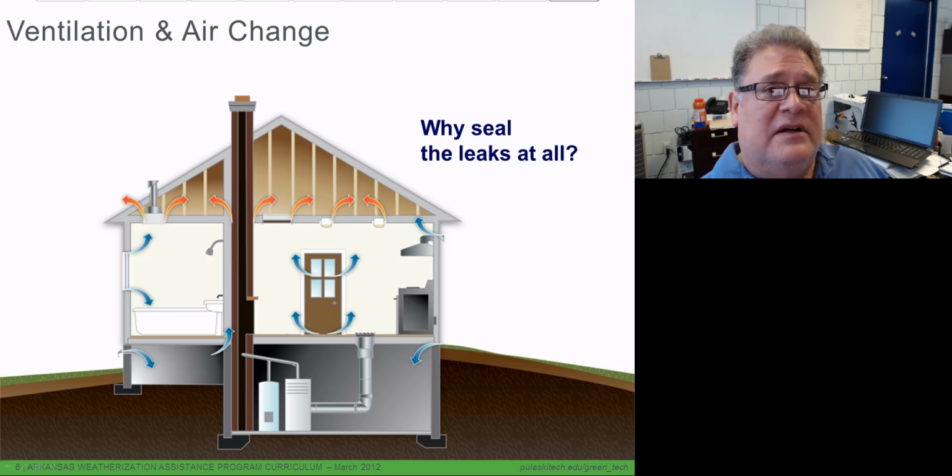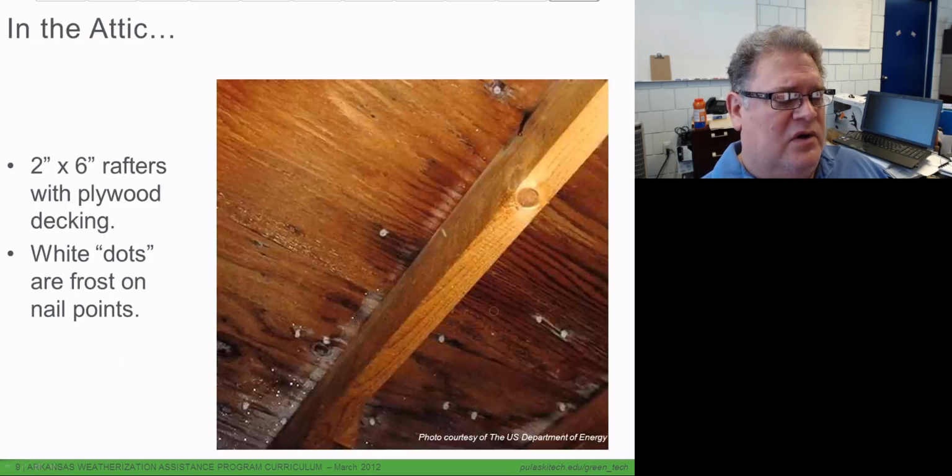And air is going to come in anywhere it can. We really can't control where it comes in. So when it gets into the attic, this is one of the issues that we have. If you look at the little white dots, those are nails with frost on them. More moist air from inside the house has come up and frozen, in other words condensed and then frozen, onto the nails.